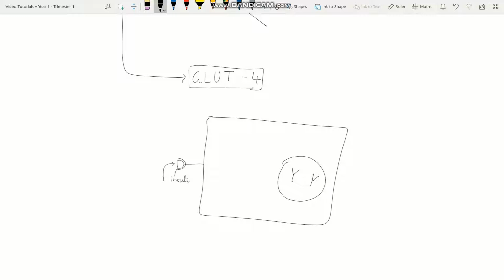in order to allow for the activation of the GLUT4 receptors. So the vesicle essentially breaks down, and the GLUT4 receptors are able to go to the surface of the cell and allow for glucose to bind to them and be able to enter the cell.